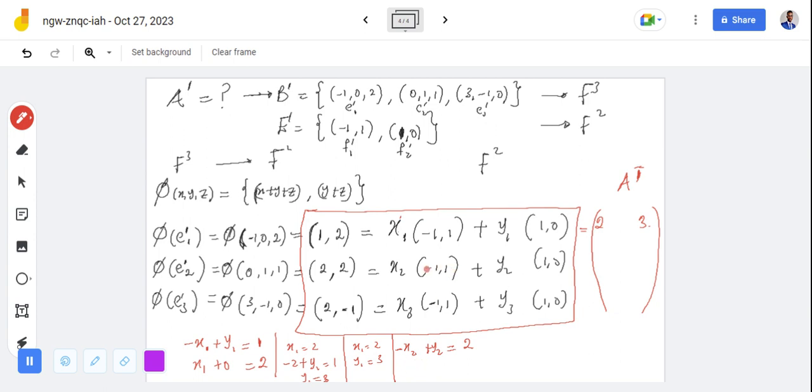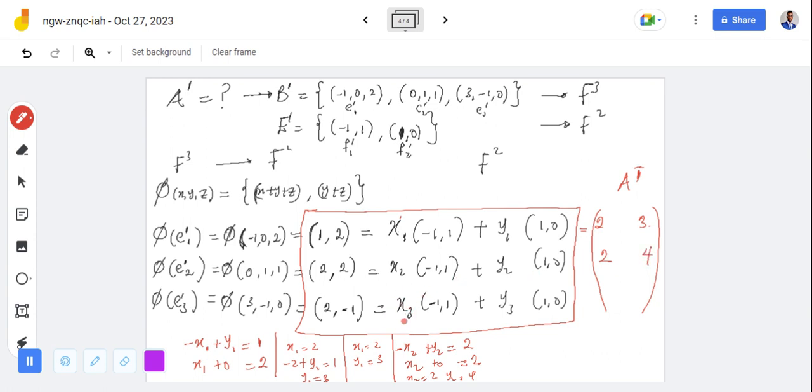Okay, and the second equation is x2 times 1, that's x2, y2 times 0, that's 0, equals the second equation's 2. Same thing, my x2 is 2. If my x2 is 2, substitute here, that's minus 2 plus y2 equals 2. If minus 2 goes like this, that becomes y2 equals 2 plus 2, and that means y2 is equal to 4. So y2 is 4. That means my x2 is 2, my y2 is 4. Are you following? That's how it works.